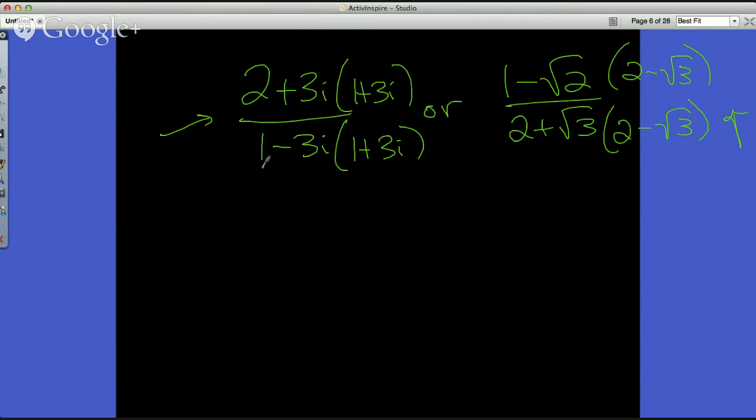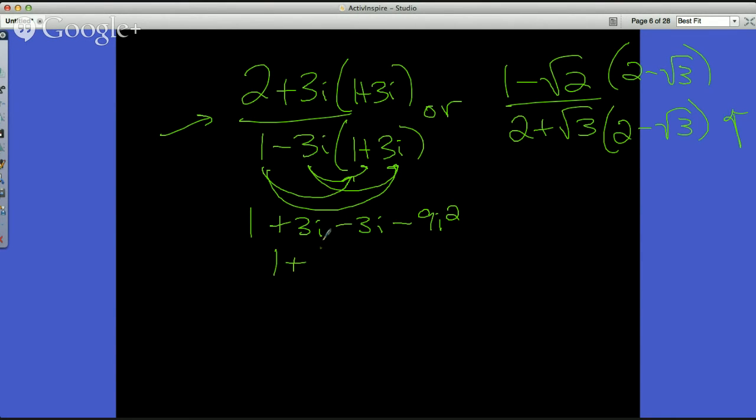Now look at the bottom. We're going to distribute: 1 times 1, 1 times 3i, negative 3i times 1, and negative 3i times 3i. What's negative 3i times 3i? Negative 9i squared, which would be positive 9 because i squared is negative 1. So we should have 1 plus 3i, minus 3i, and plus 9. These should cancel, so what should the bottom be equal to? 10. Very good. So we'll put the bottom just like that.